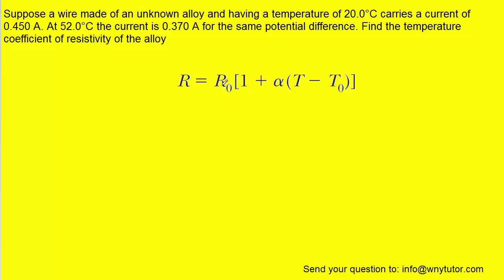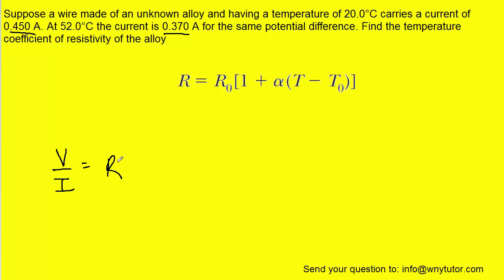Now, in this equation, the R's represent resistances, but in the question, we weren't actually given any resistance values. We were only given current values. And so in order to proceed next, we need to consider Ohm's law, which tells us that the potential is equal to the current times the resistance. What we're going to do is solve this equation for the resistance by dividing both sides by I. And when we do that, we can see that the resistance is equal to the potential divided by the current.